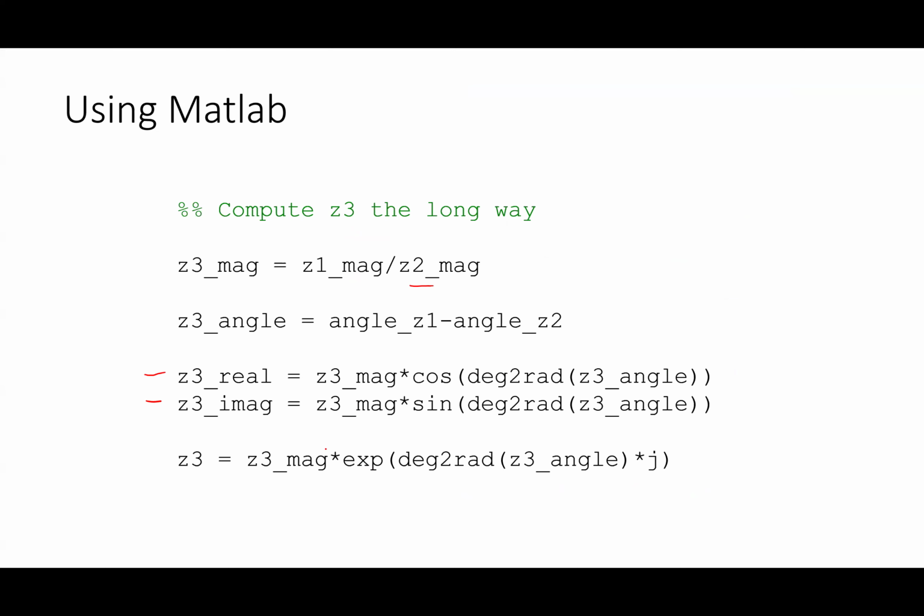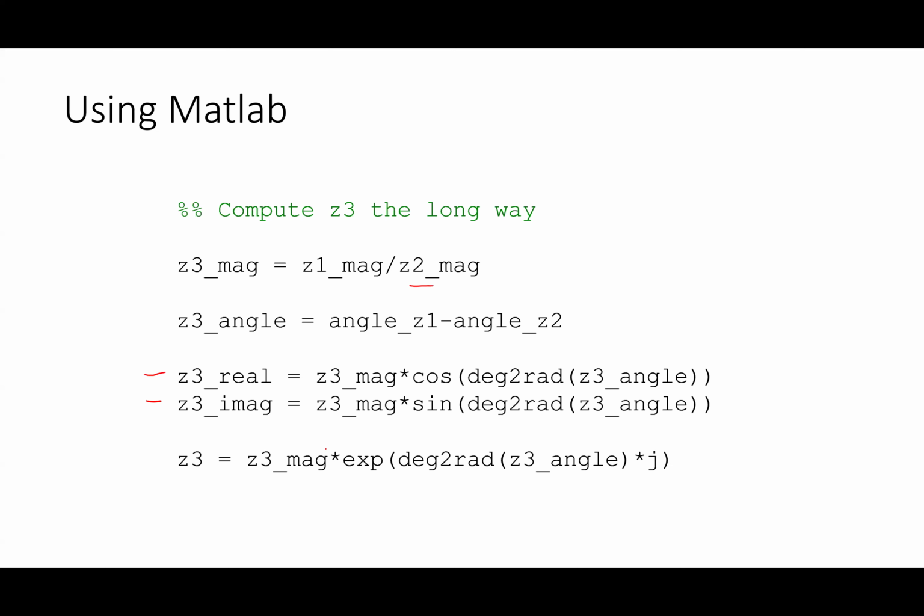You can look at this in some more detail here. So for Z3, when I did the division, I can separately do the math on the magnitude and the angle. And then what did I do here? Well, I recomputed the real and imaginary part using magnitude times cosine of the angle, and magnitude times sine of the angle. What's deg to rad? I put all kinds of different functions in here.